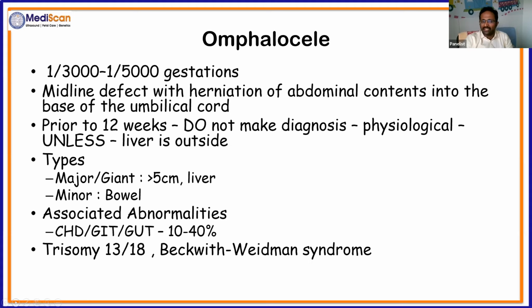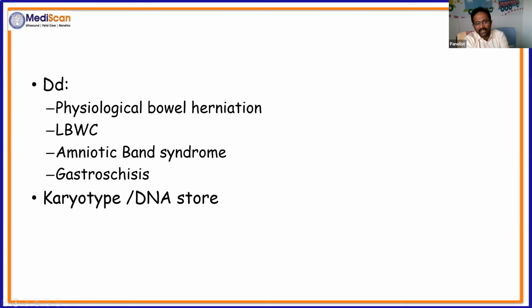But if the liver is outside, irrespective of the gestational age, it is called an omphalocele. Two types, major and minor. Major means size more than 5 centimeters, liver is outside. Minor is when the bowel is outside, and the diagnosis is always made after the 12th week unless the liver is outside. There is a high association with other problems like heart defects, gastrointestinal and genitourinary tract defects, and a high association with trisomies and Beckwith-Wiedemann syndrome. Physiological herniation, as I said, we can differentiate because of the gestational age and the absence of the liver outside.